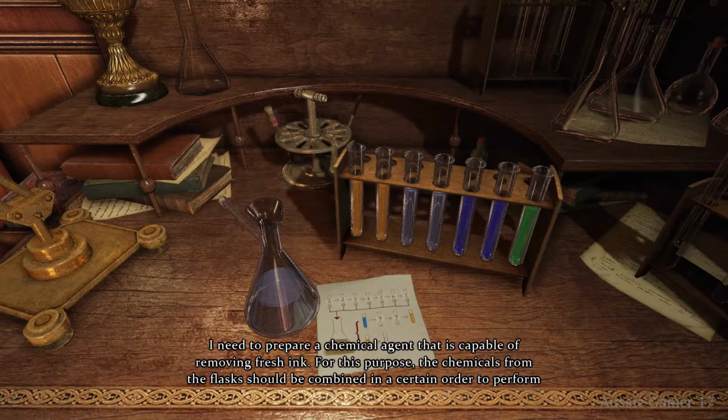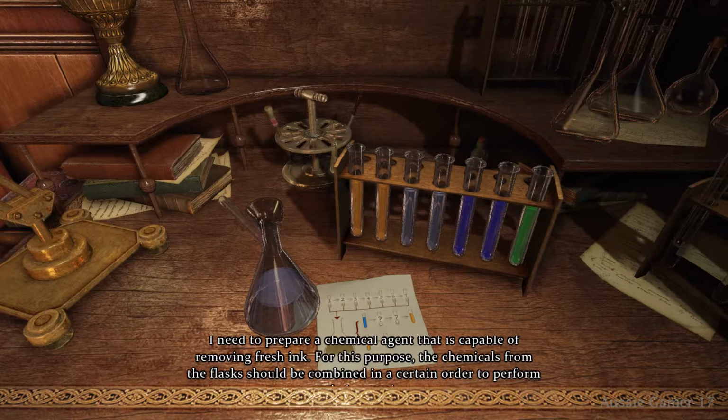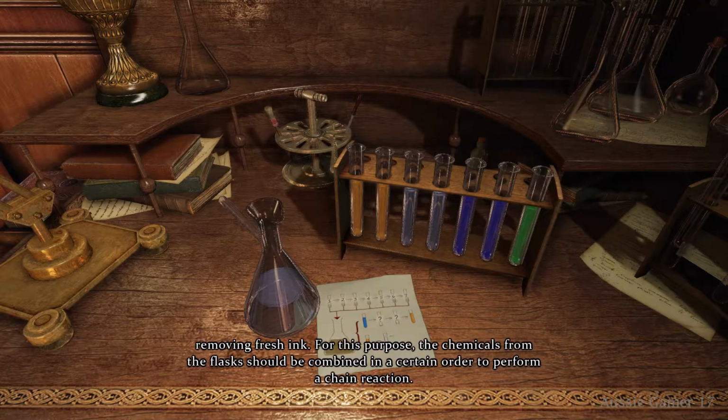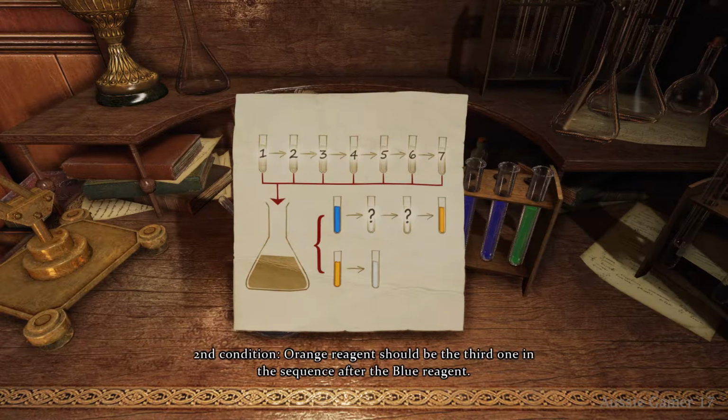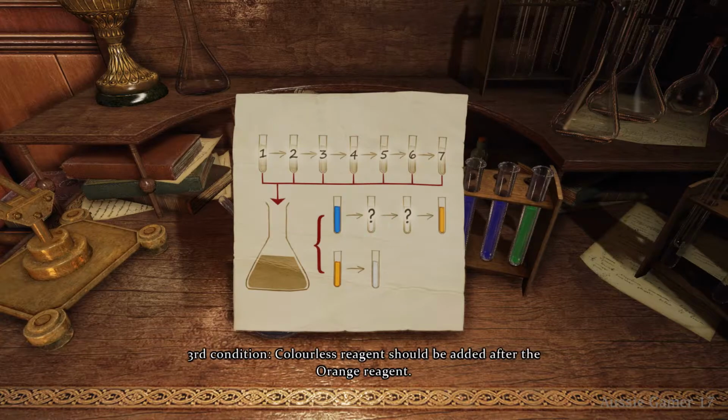I need to prepare a chemical agent that is capable of removing fresh ink. For this purpose, the chemicals from the flasks should be combined in a certain order to perform a chain reaction. First condition, all 7 reagents should be used. Second condition, orange reagent should be the third one in the sequence after the blue reagent. Third condition, colorless reagent should be added after the orange reagent.